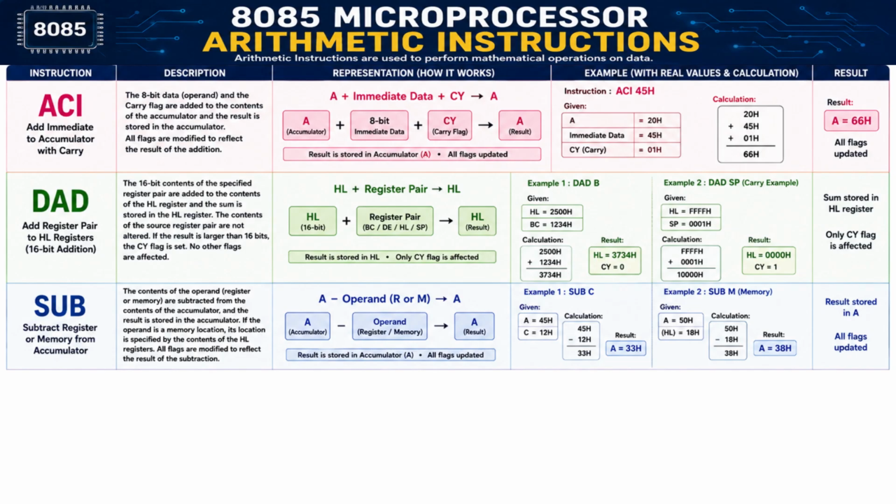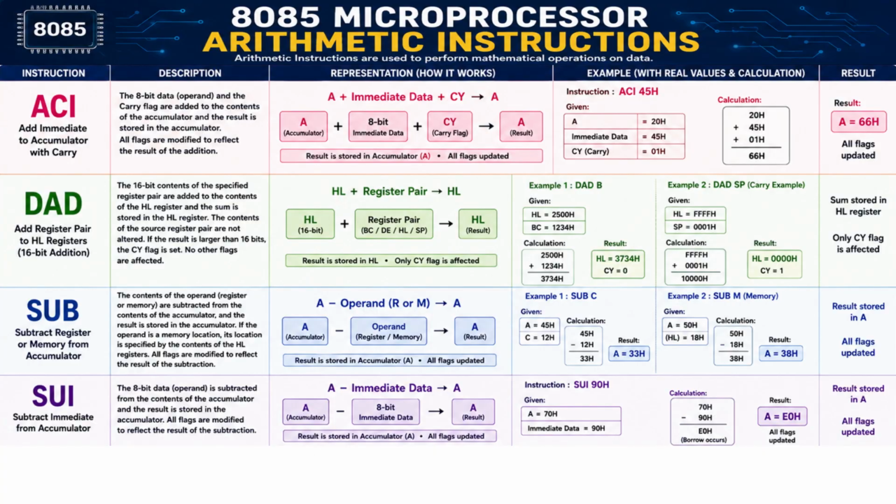Let's take the instruction SUB C. Suppose the accumulator contains 45H and register C contains 12H. After performing the subtraction, the accumulator becomes 33H. Similarly, if we write SUB M, the processor subtracts the value stored in the memory location addressed by the HL register pair.